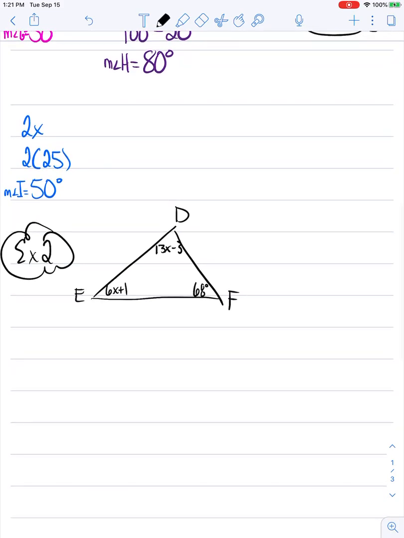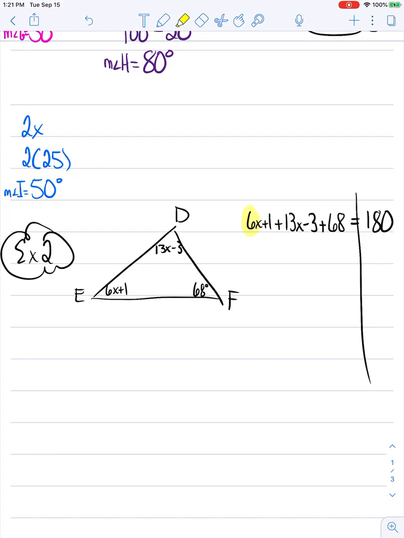So first let's write our equation. I'm going to start with E. So 6x plus 1 plus 13x minus 3 plus 68. And the rule says, or the angle relationship says, all of those added together equals 180. So now I've got my equation. Now I'm going to solve for x.